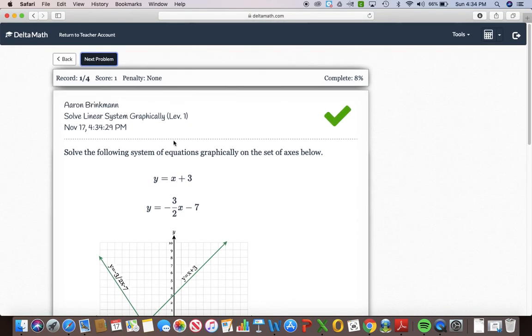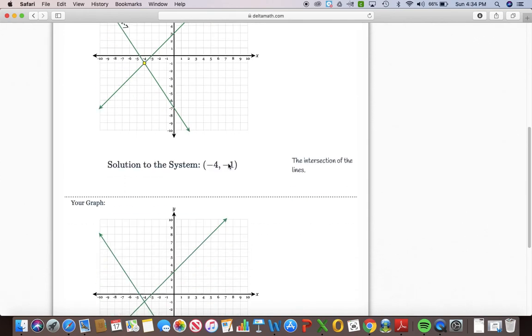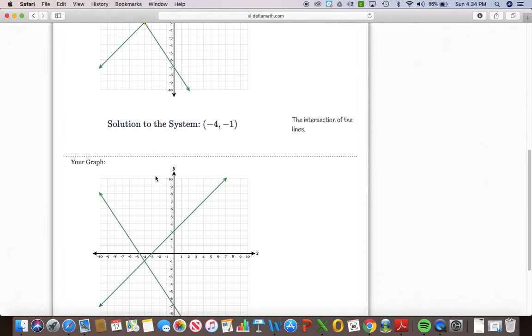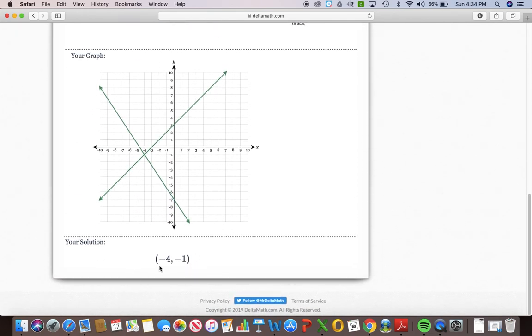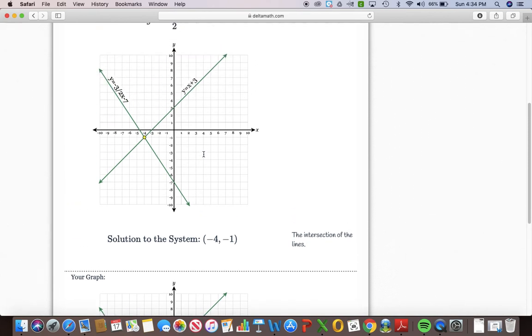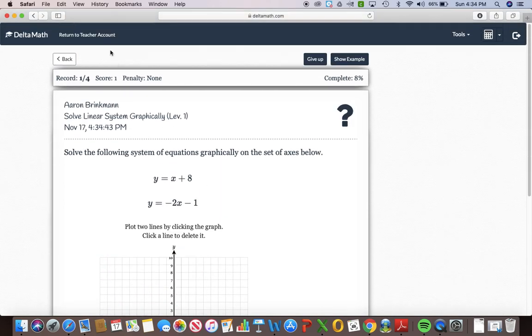I have 1 out of the 4 I need. It gives me the correct answer. Here's what I had. Here's what my solution was. That's what the actual solution was. I'm going to click on the next problem.